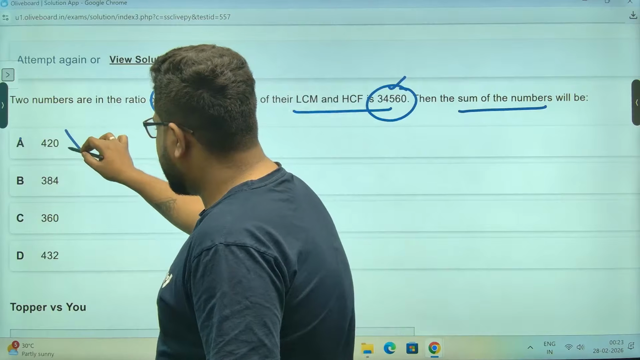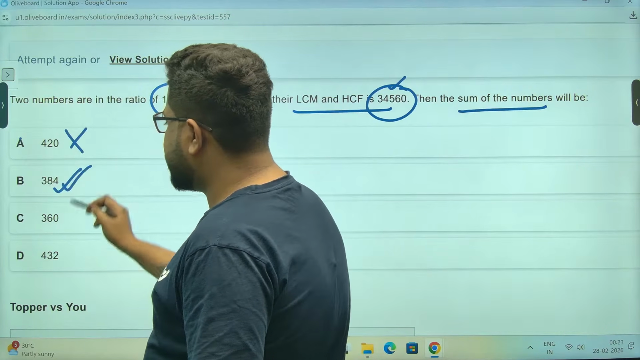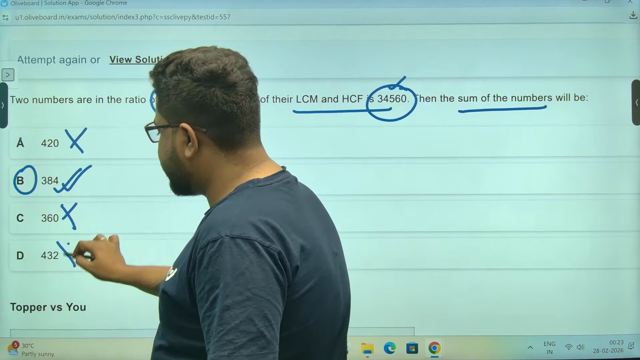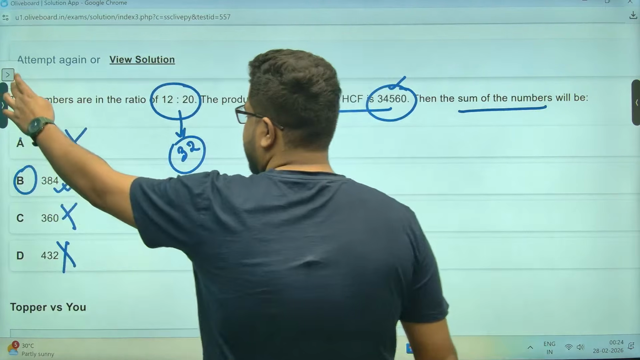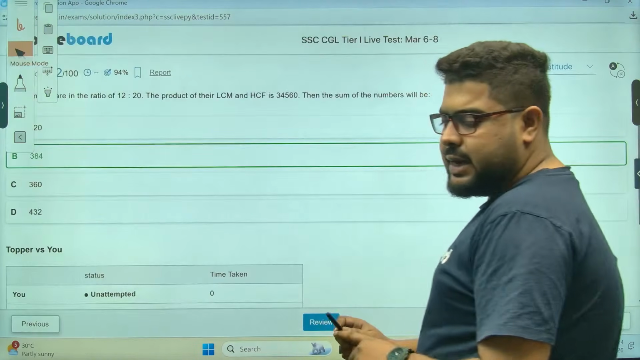It has to be a 32 multiple, not this one. This one, sir, is only a 32 multiple. Option B, sir. Definitely not this. I will not solve this question. This is my answer. Done and dusted.